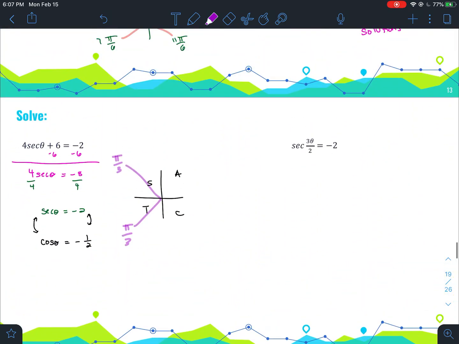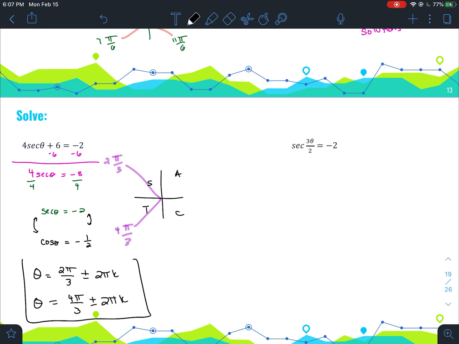So those are the 2 pi over 3's that I want. So 2 pi over 3 and 4 pi over 3. So theta is going to equal 2 pi over 3 plus or minus 2 pi k. And theta is going to equal 4 pi over 3 plus or minus 2 pi k. All right, let's look at our next one.